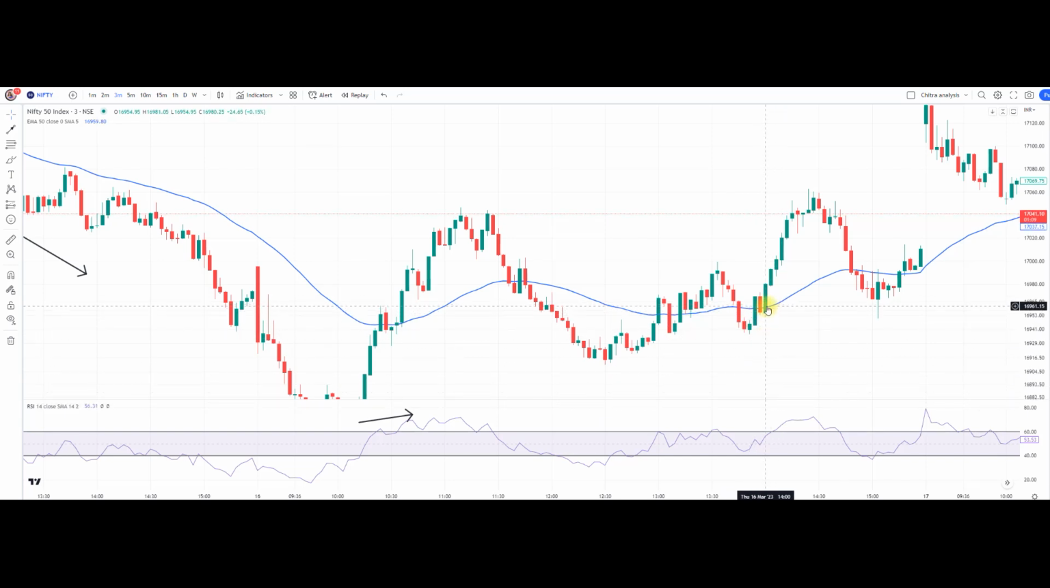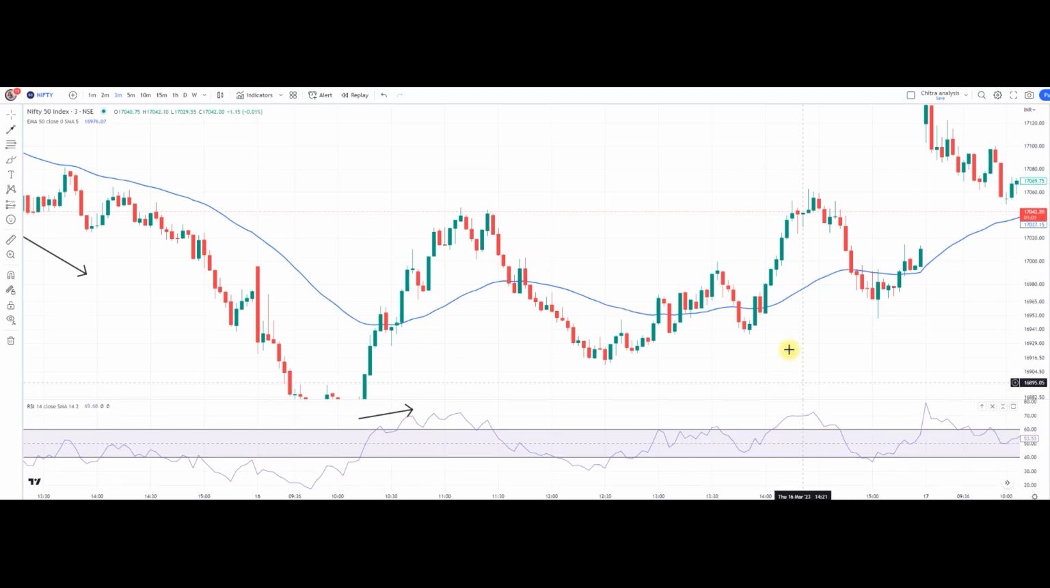Here this green candle gave a close above 50 EMA, and the RSI is also above 60, so we can enter into the long trade. Here above this green candle we can enter into the long trade. So here you have to avoid entering into the long trade.